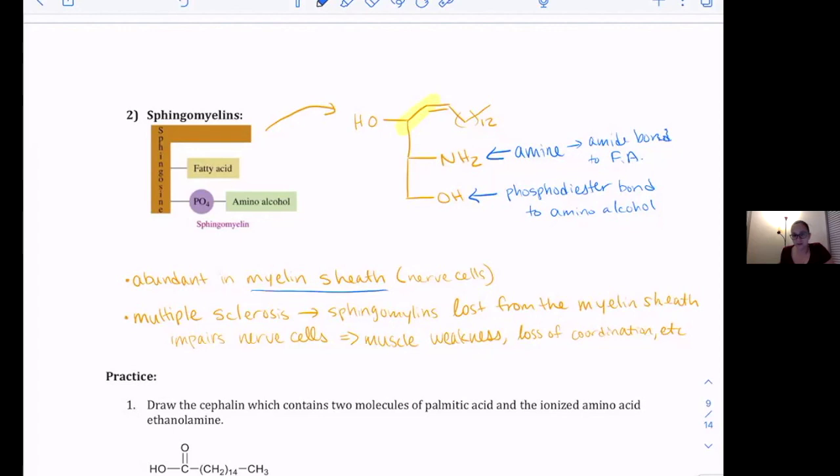Okay, so that's where sphingomyelins are different, and make sure you understand the differences between those and the other kinds of phospholipids.